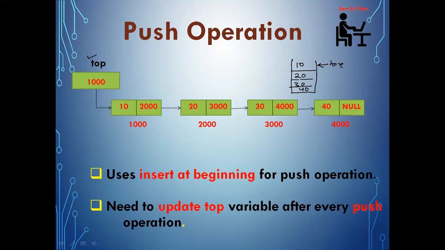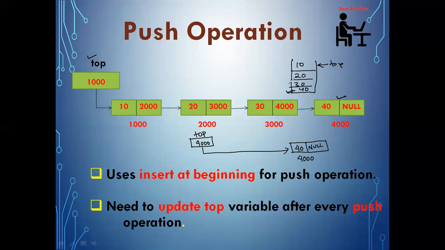Now if we complete this process by using the concept of linked list, the first value we have pushed is 40, so the first node we have created is 4000. Whenever 4000 has been created first, the value I have kept as 40, and the next part I am keeping as null. This is the first node I have created, so top will get the value 4000, so that top will point to this particular node.